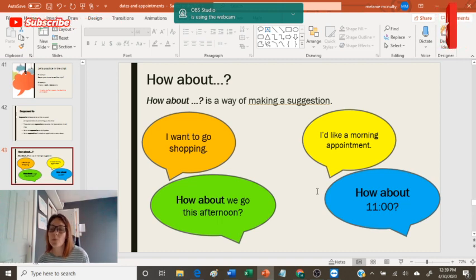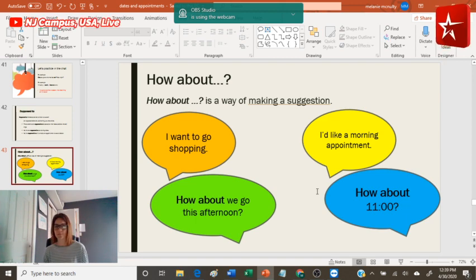I'd like a morning appointment. How about 11? So I'm asking, is 11 o'clock okay? How about 11? So this is a very common way of making a suggestion and asking someone if that's a good time. So if you hear someone say it this way, you'll know what they're talking about. Or you can use it too as a more casual conversational piece. How about we go this afternoon? How about 11?